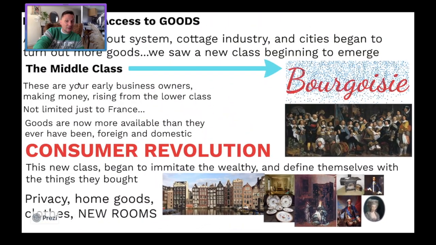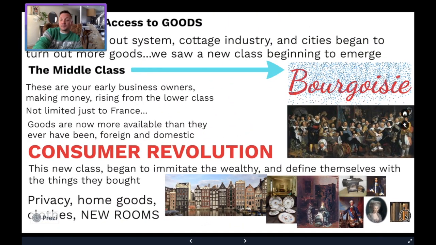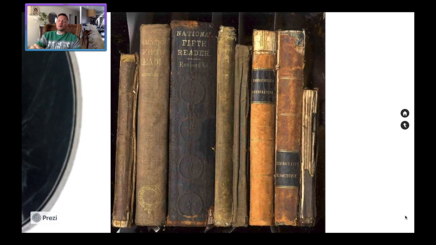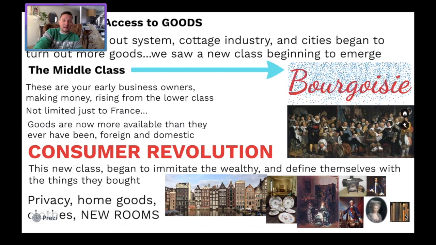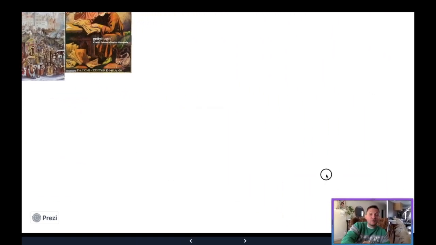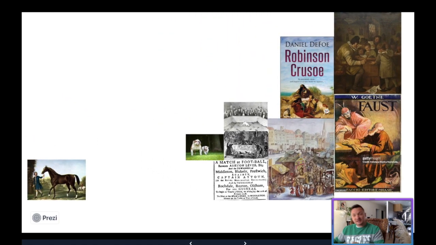A cheaper cotton replica of something like that. And then also, last but not least, one of the big things that you could buy as well, yet again, are books. Books, and more books. Books are actually being produced at a rate that they had never been produced at before. And they're also different kinds of books. They're not just religious texts and things like that.